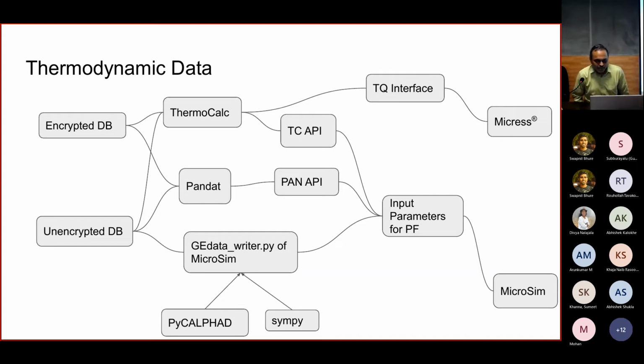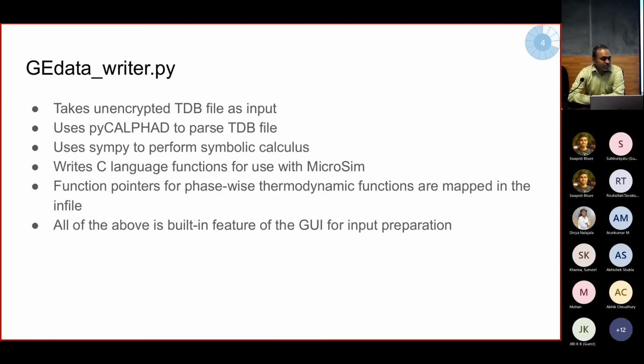So, just a recap of how the thermodynamic data is getting integrated into the second release of MicroSim. We now have a program which looks at the unencrypted databases as well as extracted data from encrypted databases and processes them so that the input is made available to MicroSim. You have the function number PF equal to 234 to take these options. This sequence of steps is already illustrated to you.